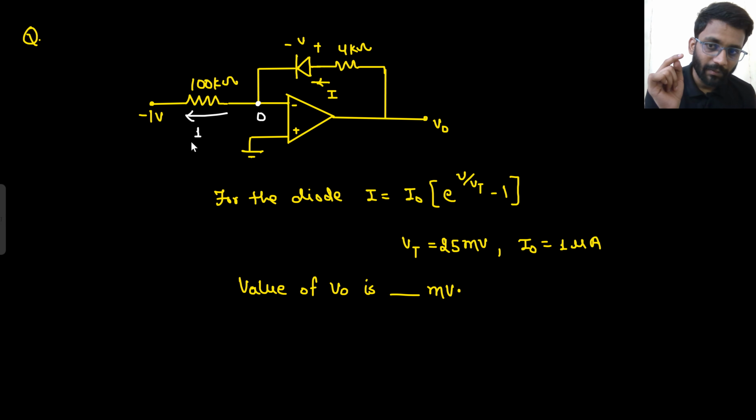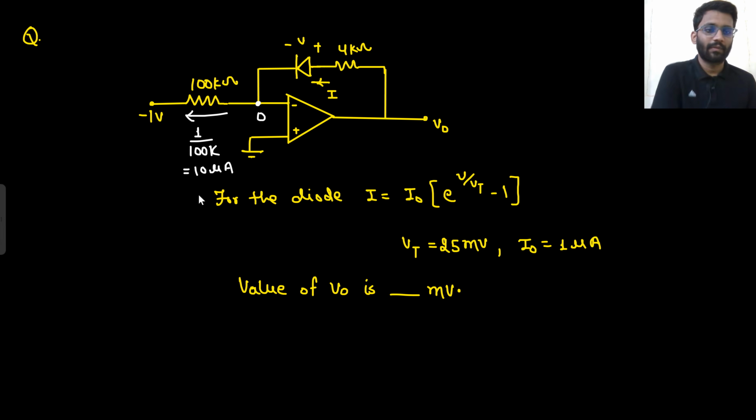What is this current? 1 by 100K, or you can write 10 microampere. Say yes or no. The current is 10 microampere. Now the same 10 microampere current is flowing through this diode as well. The current direction is from P to N, so 10 microampere current is flowing here as well. So what is the value of I? I is 10 microampere. Say yes or no.